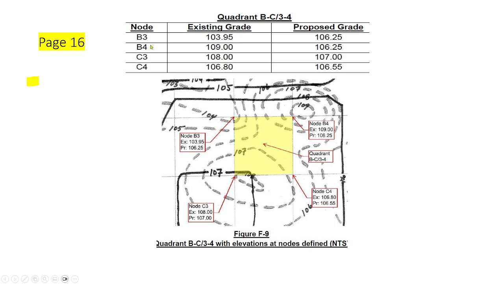So we've got node B3 existing 103.95. Let me go back and look at that and see where they may have got that from. 103.95 existing. Yeah, that's 104. There's 104 coming up around there. So they're calling it 103.95. That's good enough for me. Okay, so proposed grade 106.25, existing grade.